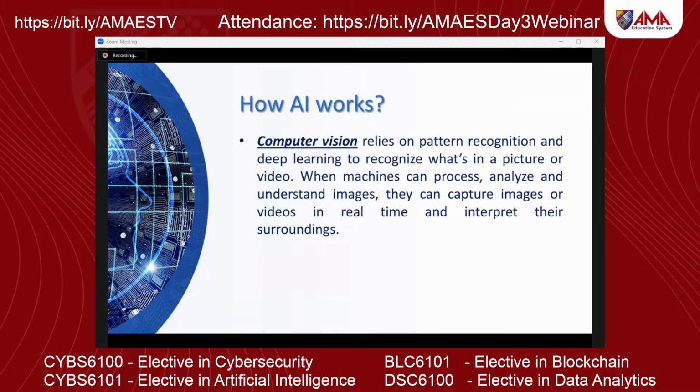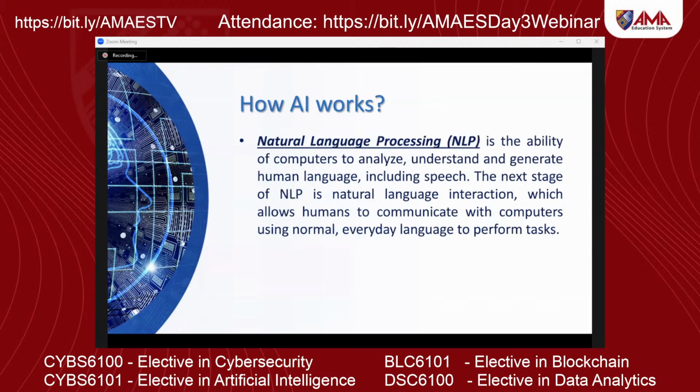Next, we have the computer vision. It relies on pattern recognition and deep learning to recognize what's in a picture or video. When machines can process, analyze, and understand images, they can also capture images or videos in real time and interpret their surroundings. Next, we have the NLP, or the natural language processing.